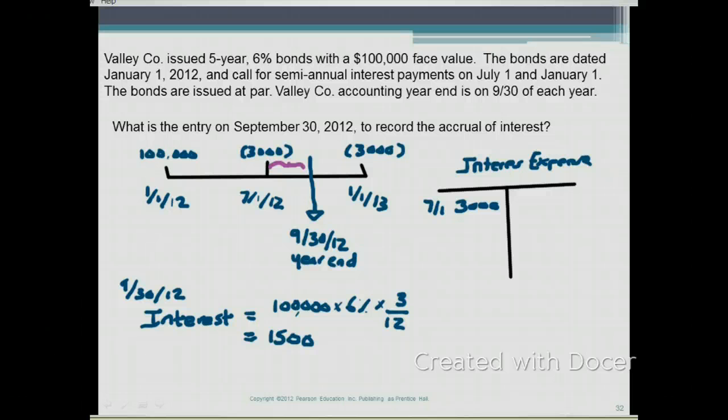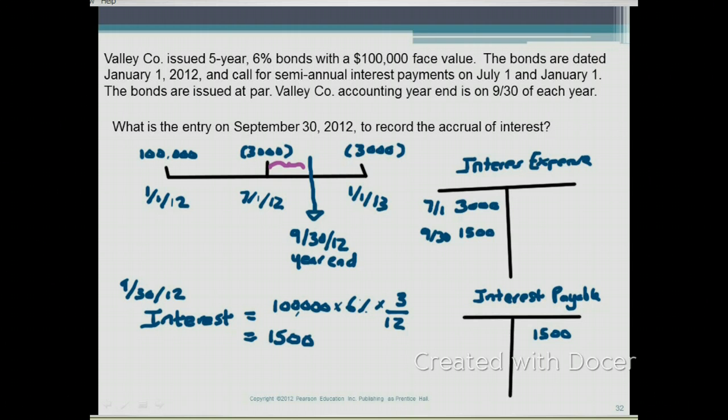How do we accrue it? Accruing means we have incurred the expense, but we have not paid it yet. So we are going to debit interest expense for $1,500, and then we are going to credit interest payable for $1,500. So for your accounting year ended September 30th, 2012, you have a total interest expense relating to bonds payable of $4,500. You're going to report that in your income statement.